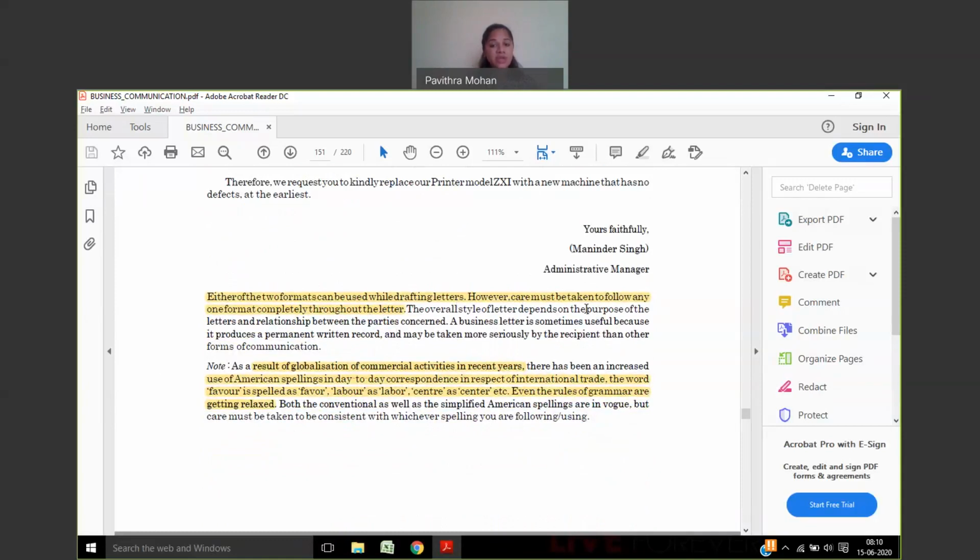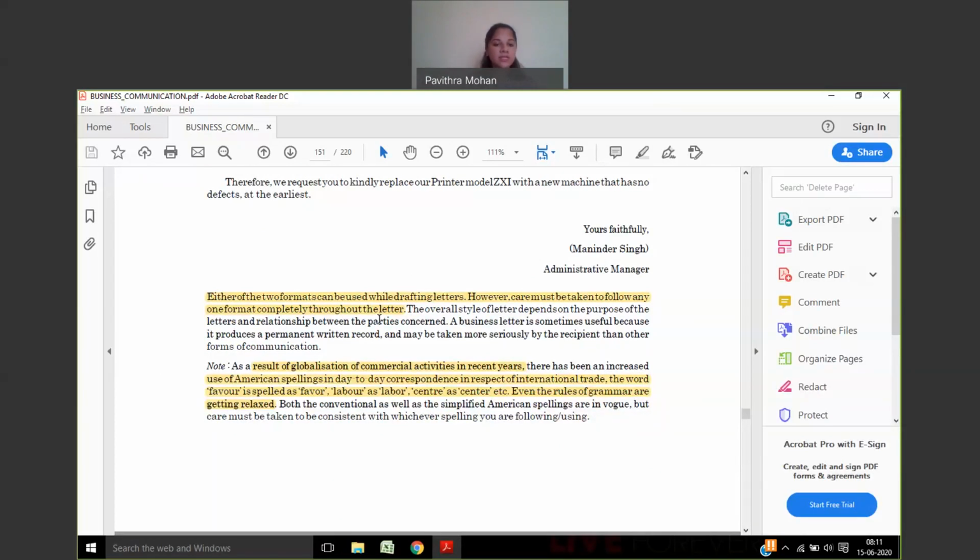However, care must be taken to follow any one of the formats completely throughout the letter. So it becomes difficult for us in writing in semi-block format because most of the time we will forget which needs to be right aligned, which needs to be center aligned, which needs to be left aligned, which requires a space and all these things. To avoid all these complications, most of the time everybody goes with the block format because it is all left aligned and no problem there.